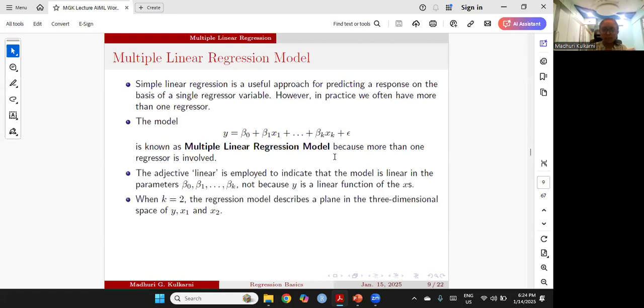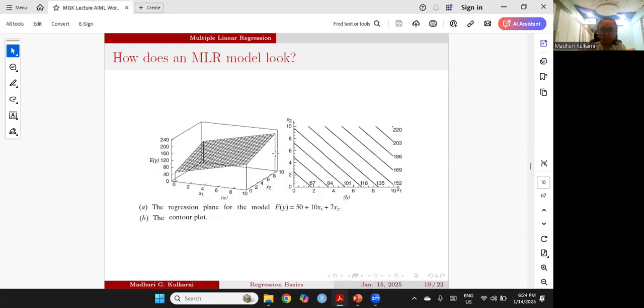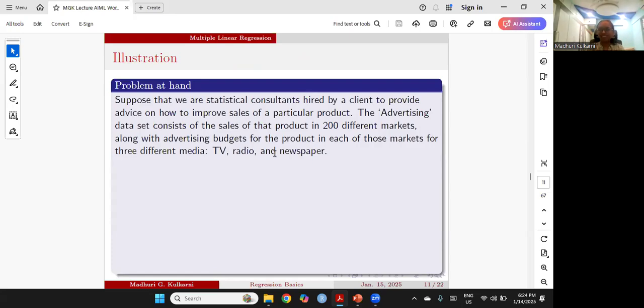So these are technical things. It is linear because it is a linear equation in beta 0, beta 1 and so on, and so the model is referred to as linear. I'll go directly now to the illustration. This one I think you would like.